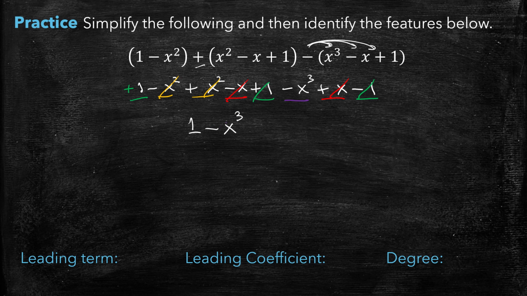So to answer the questions about leading term, let's put this into standard form with the highest degree first. Don't forget to bring that negative that belongs with the x cubed. So the leading term is minus x cubed. The leading coefficient is minus 1, and the degree of the polynomial, of course, is the degree of the leading term, which is 3.